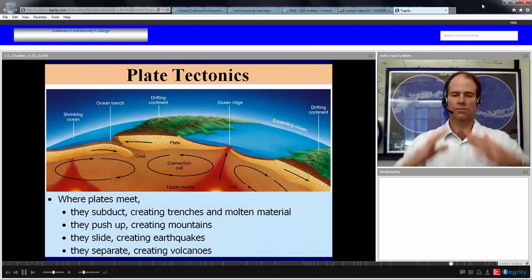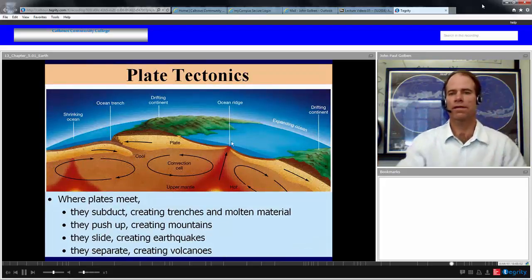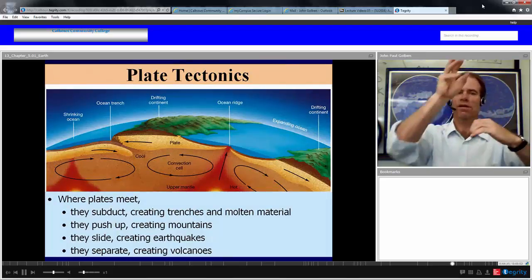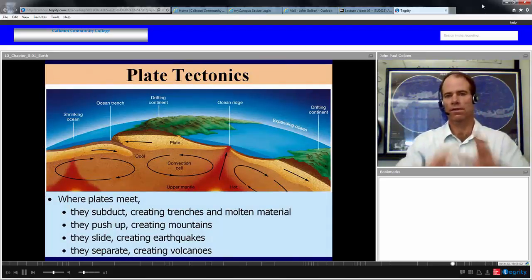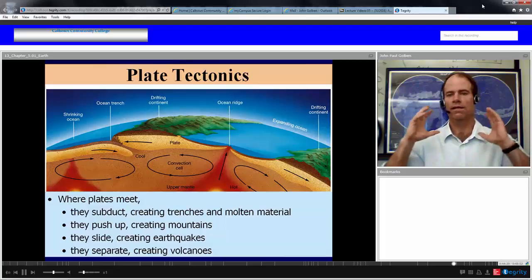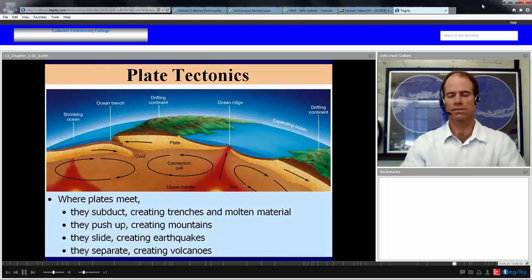Or it's possible that these plates are actually separating from each other, as is happening in the middle of the Atlantic Ocean, where as they separate, molten material comes up from below and creates new Earth, if you will, at that point. So there's a volcanic mountain ridge through the center of the Atlantic that is constantly creating more and more as these plates separate.